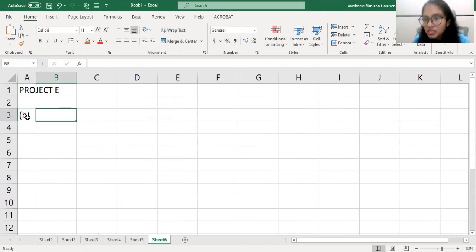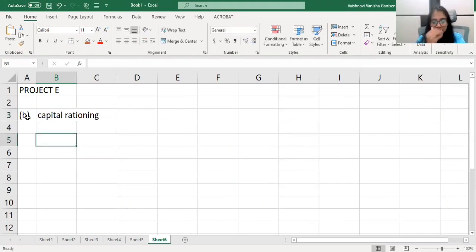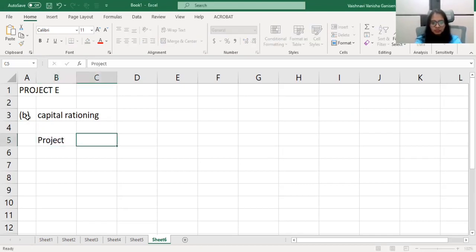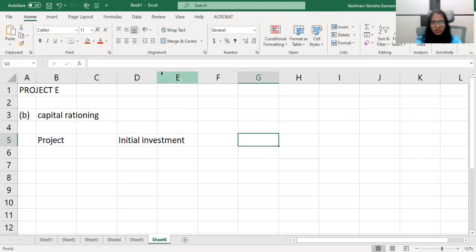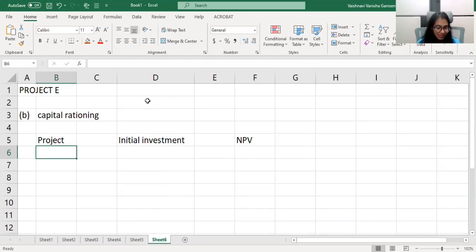Okay, so project E, what you need to do is capital rationing. Right. So to do capital rationing, remember I told you the first thing you need to do is calculate your PI. So I have the projects and the initial investment, and he gave me the NPV. Okay guys, remember I told you to calculate the profitability index, what do you need? You need the present value of future cash flow, and then you need your initial investment. Do you have the present value of future cash flow given in this question? No, right? So what you need to do is calculate the PV of FCF.